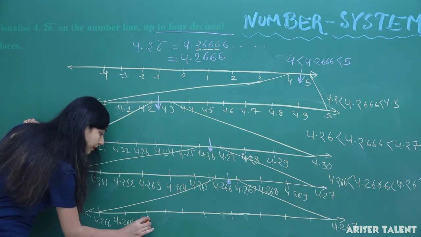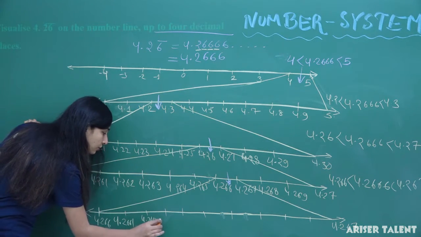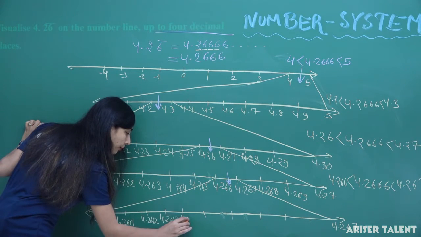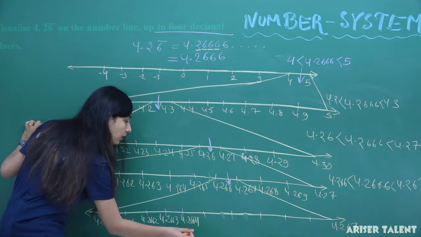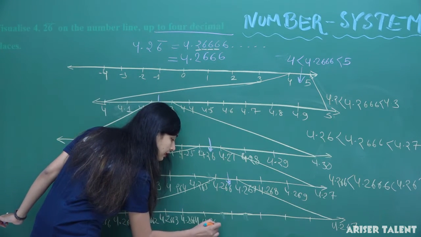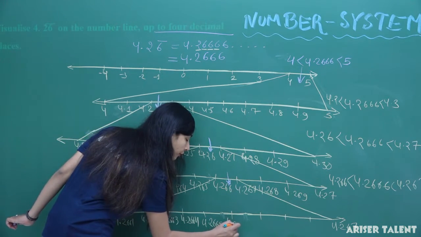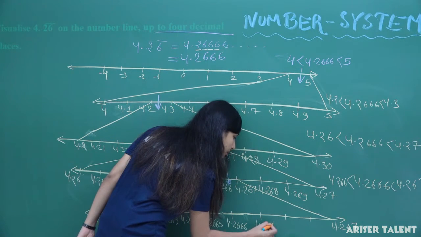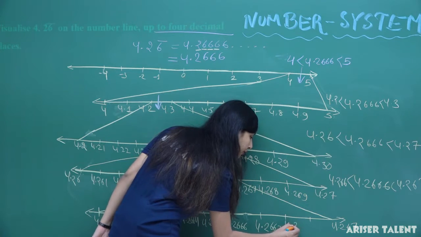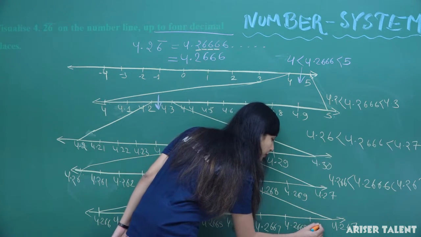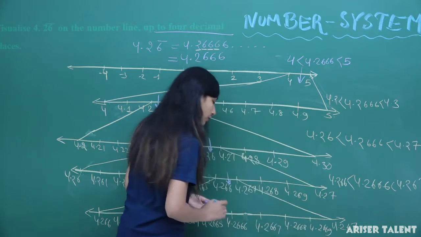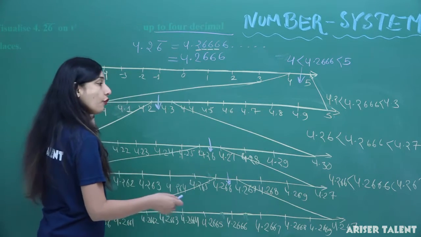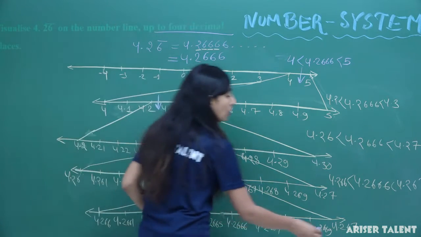Okay, so that will be 4.2661, 4.2662, 4.2663, 4.2664, 4.2665, 4.2666. Now you know the answer. Okay, 4.2667, 4.2668 and 4.2669. Now you can easily tell me that, ma'am, here it's our answer, which is 4.2666, right?